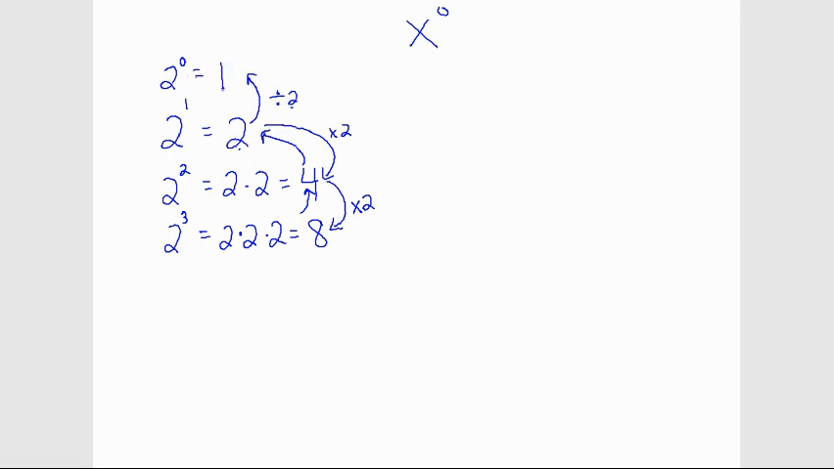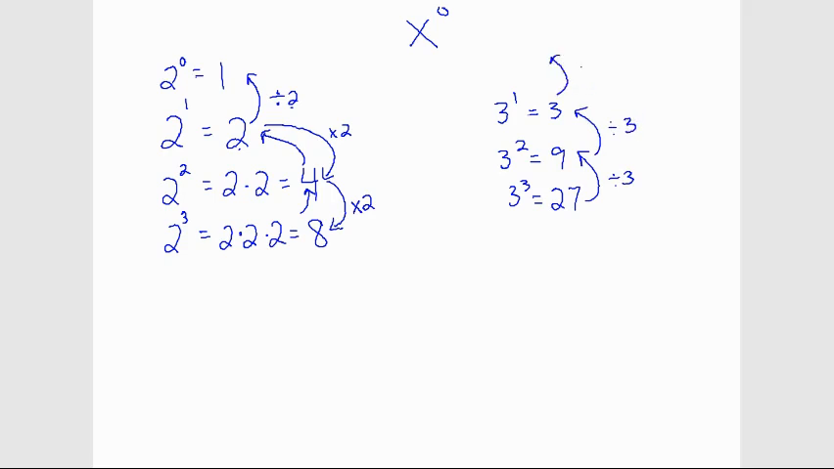And you can do this with any base. We can try it with 3. 3 to the 1 is 3. 3 squared is 9. 3 cubed is 27. However, when I go back 1, I'm dividing by 3. Okay?